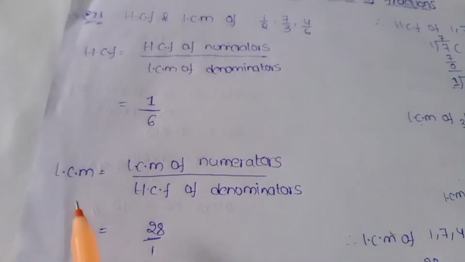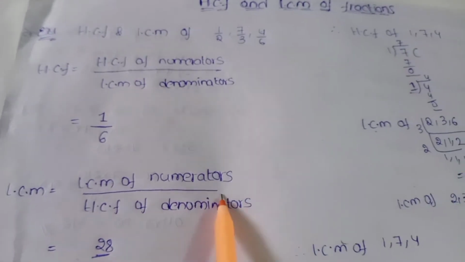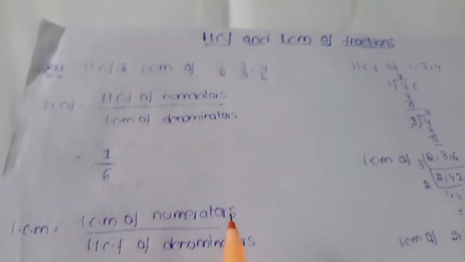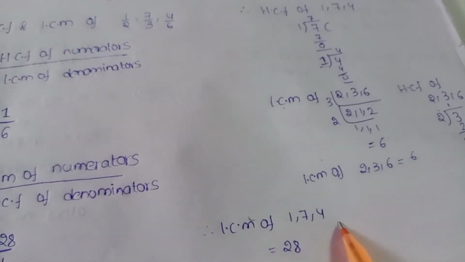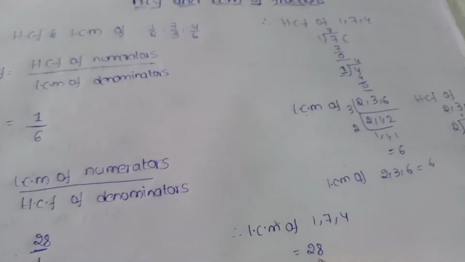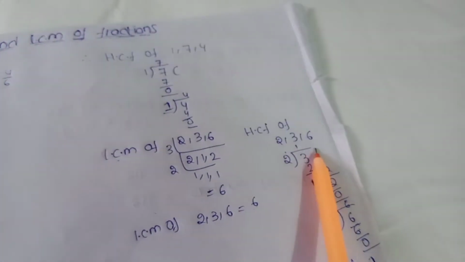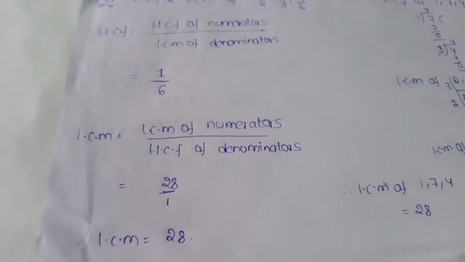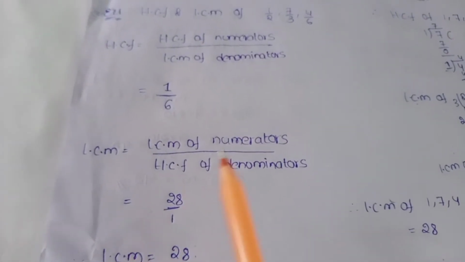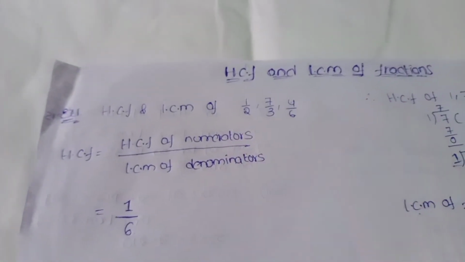Coming to the next one, LCM of fractions. LCM equals LCM of numerators by HCF of denominators. Here the numerators are 1, 7, 4. The LCM of 1, 7, 4 is 28. Place 28 here, and the HCF of the denominators 2, 3, 6 is 1. So place 1 here. This is the answer for the LCM of fractions. These are the examples of HCF and LCM of fractions.